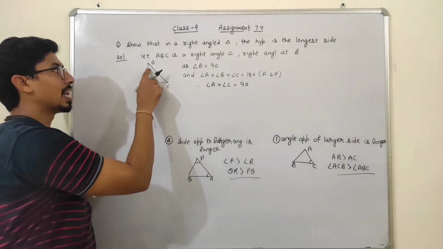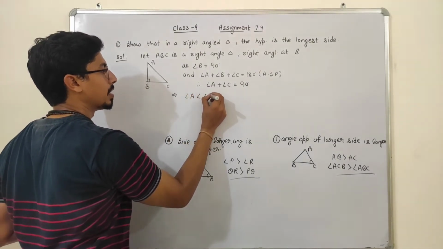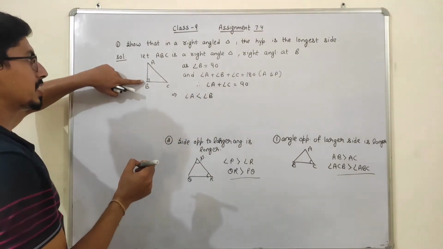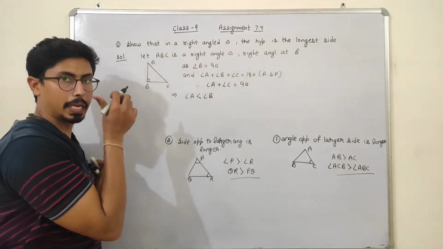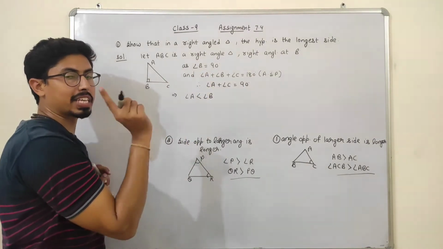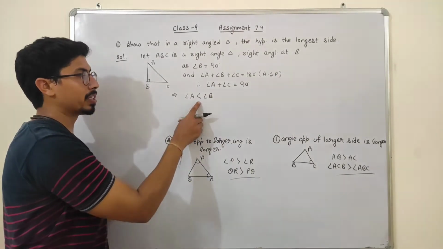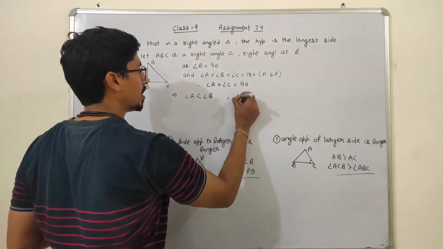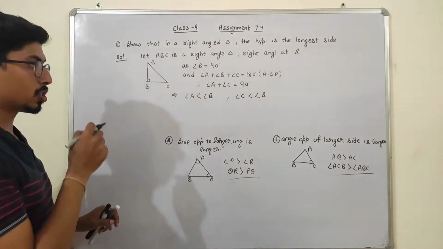See, this angle B is 90 degrees and the sum of these two angles is 90. That means angle A is smaller than angle B, because here the sum of two angles is 90, and this single angle is 90 degrees. Similarly, angle C will be smaller than angle B. Now just use this property.